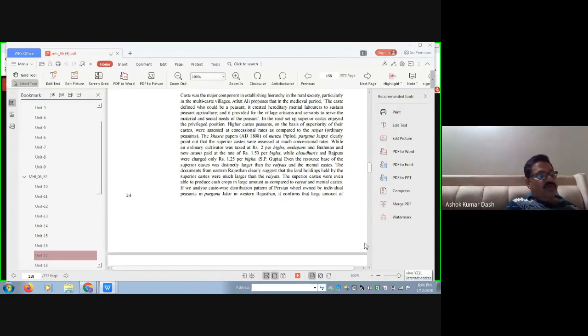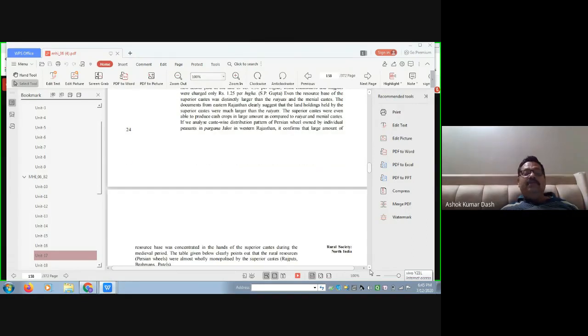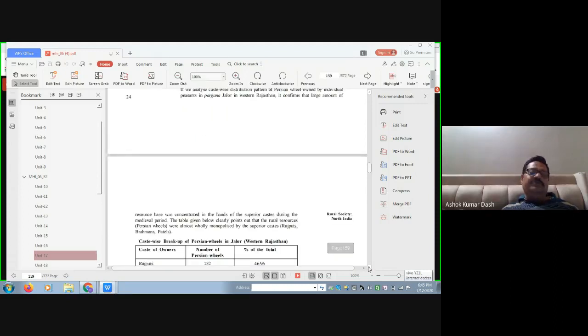Then we should come to the social structure of the Deccan village. We are talking about the components, the composition of the Deccan village. Then we shall come to the social components of the Deccan village.